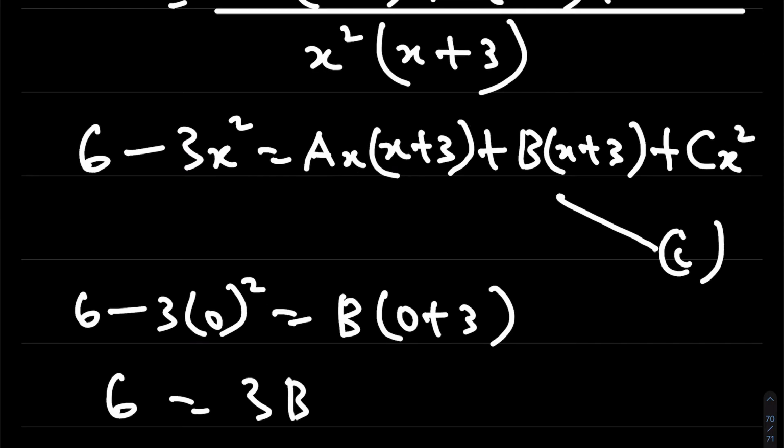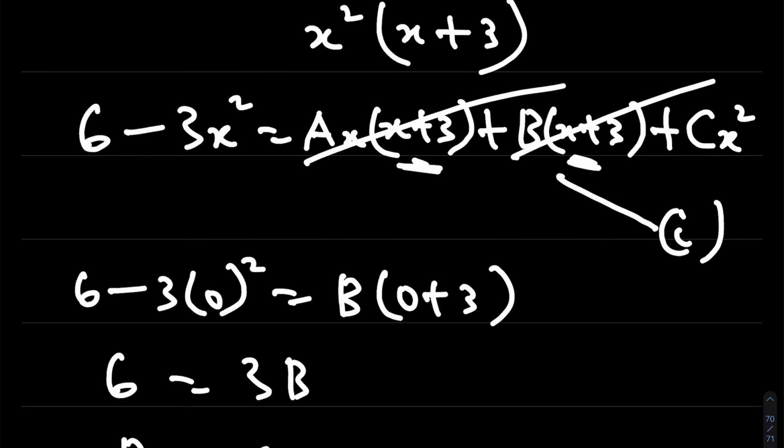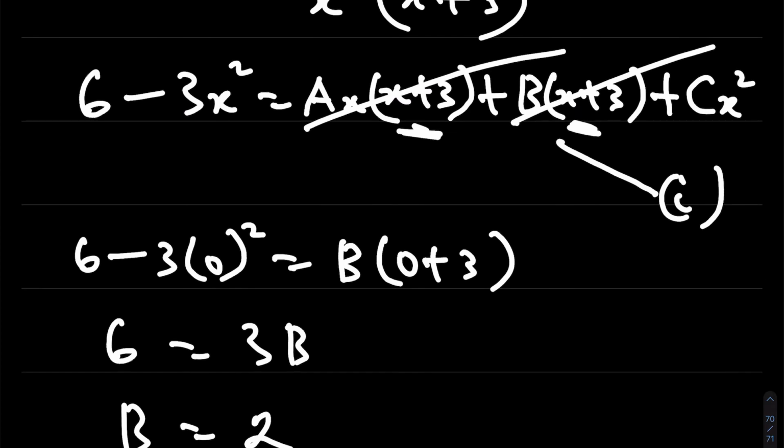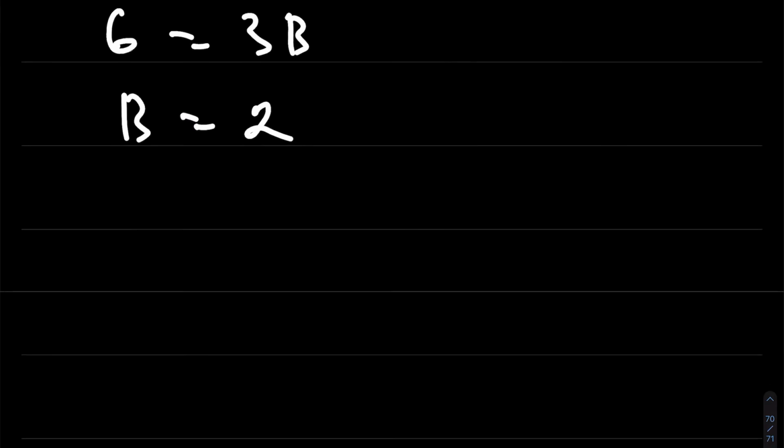I want to put x equals minus 3 in equation 1. If I put x equals minus 3 in equation 1, minus 3 plus 3 is 0, that means the L of this will be 0. Minus 3 plus 3 is 0, that means the L of this will also be 0. So I will only be left with the constant c. So let's put x equals minus 3 on the left hand side of equation 1.